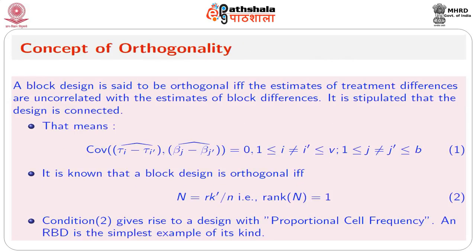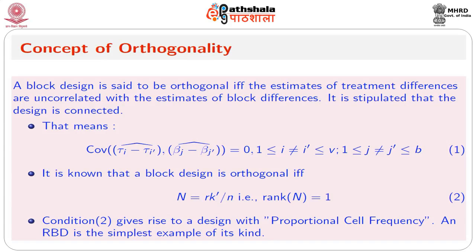A block design is said to be orthogonal if and only if the estimates of the treatment differences are uncorrelated with the estimates of the block differences. You stipulate that the design is connected, and then you want the covariance between the treatment difference estimate and the block difference estimate to be equal to 0 because of the uncorrelated nature. And then you can show that a block design is orthogonal if and only if, as I said earlier, capital N equals R k transpose by N. That means Nij equals Ri into Kj by N.